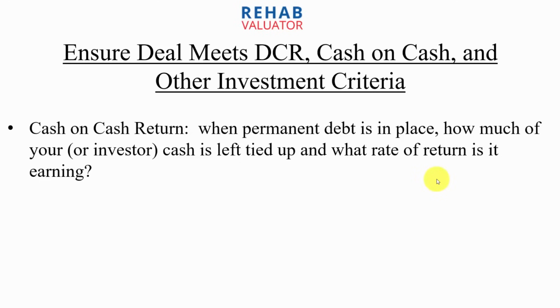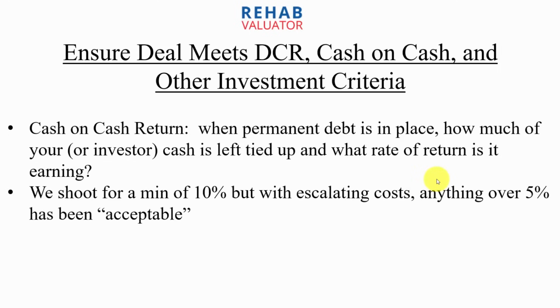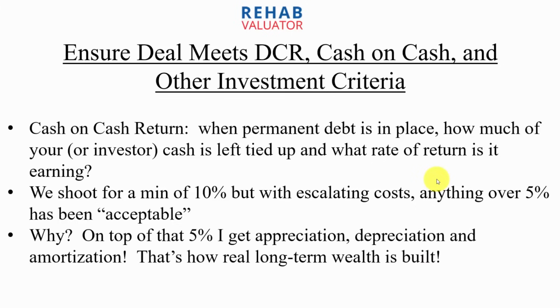Cash and cash. When permanent debt is in place, how much of your or your investor's cash is left tied up, and what rate of return is it earning? This is probably my most important metric right now when I'm doing deals. If I have to leave cash tied up in this deal, will it generate a sufficient return in year one? Yeah, I put in these slides that I shoot for a minimum of 10%, but again, anything over 5% lately has been acceptable. Because again, on top of that 5%, they get appreciation, depreciation, and amortization. And that is how real long-term wealth is built.